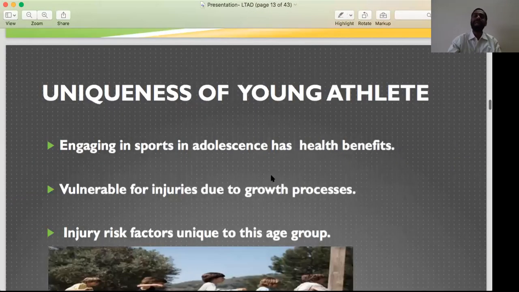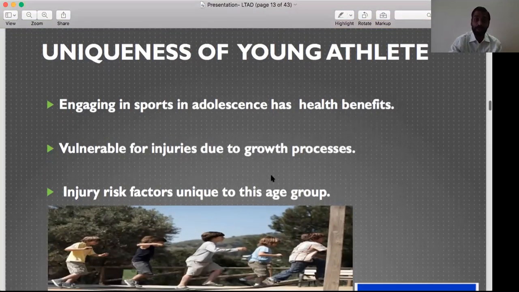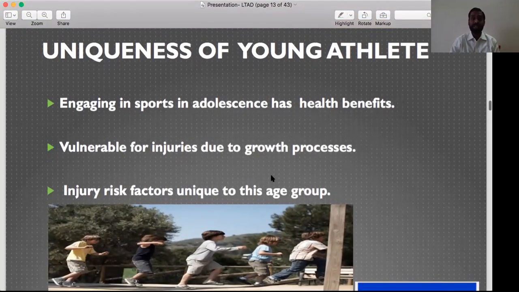Right. So now when I keep saying young athlete, what is the uniqueness of a young athlete? Why is it so special for us to understand this? So first things first, engaging in sports in adolescence has health benefits. It's greatly rewarding for a child to play sport at an early stage of life. Right. But because they are young and playing sport, they're also vulnerable to injuries due to growth processes. They're not physically, mentally or psychologically completely matured. So the chances of them getting injured are far higher.